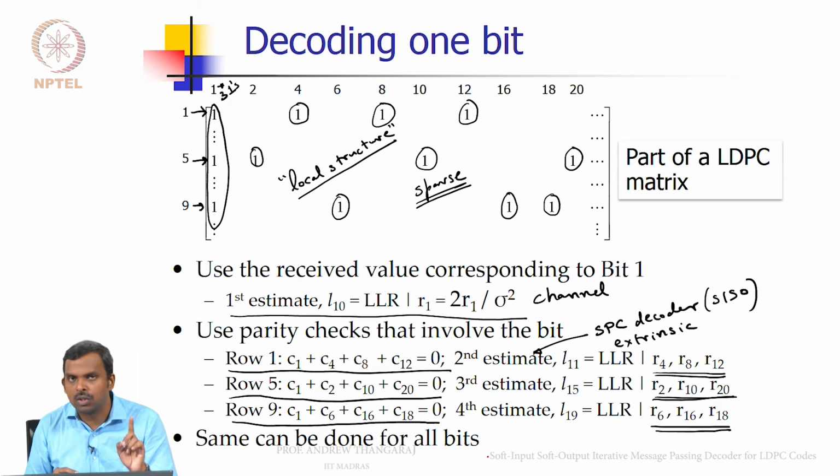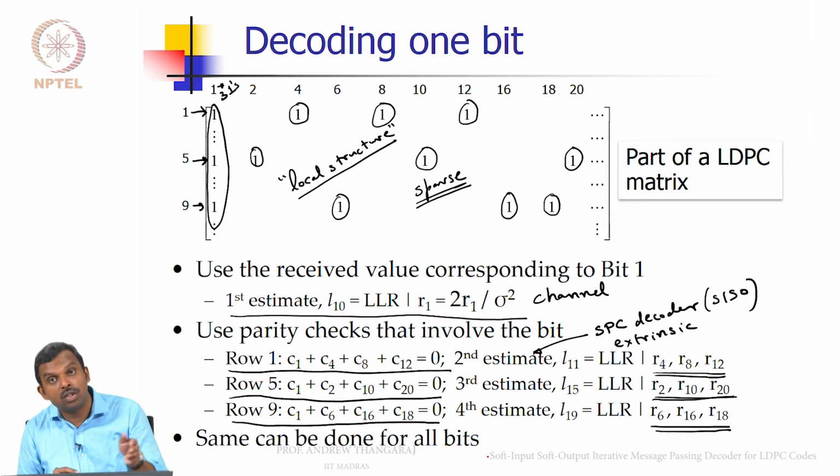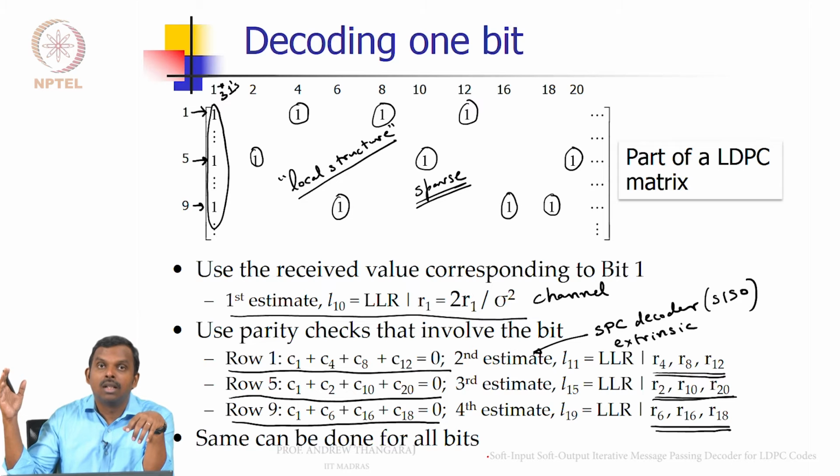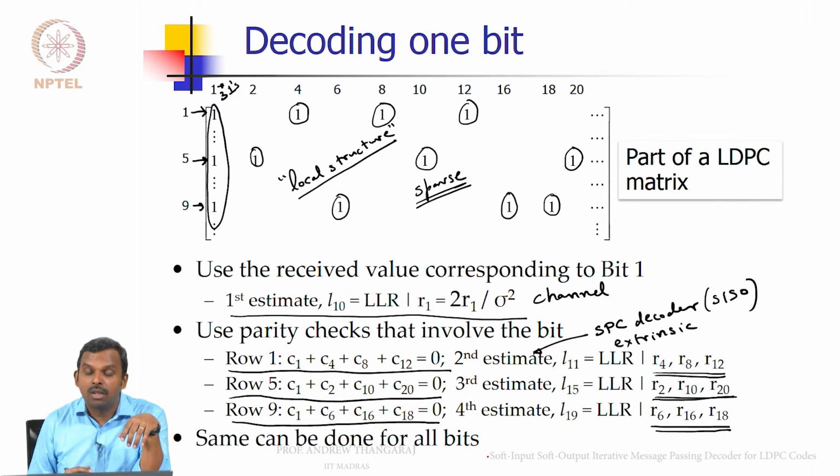Now this is not the whole story. The local structure only conveys partial information. You are still not connected to the rest of the code word, the rest of the bits in the code word or the received values. Only the first 20 or so received values are being used here. In fact not even 20, 3, 6, 9 other received values are being used here. This code might be 2000 bits long. So then you have to use the other received values as well, but you want to do it efficiently.